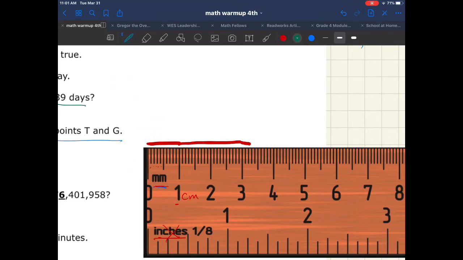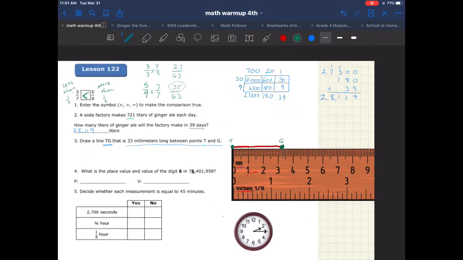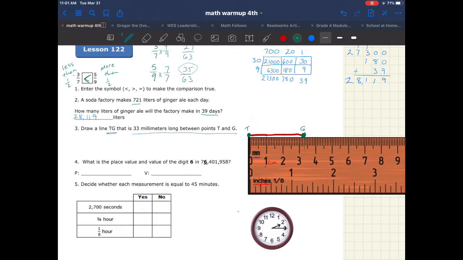And since this is line TG, I am going to put a dot at each end of my line and name it TG. So now I have a line called TG that is 33 millimeters. 1, 2, 3. You know what? I'm going to move my dot just a little bit. It should be over about there. There's my 33. Okay.